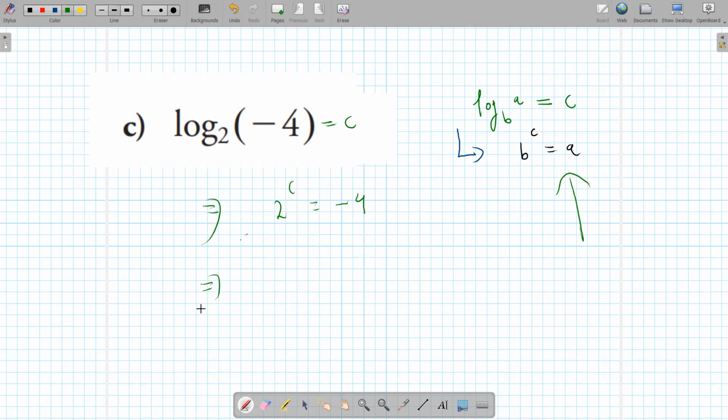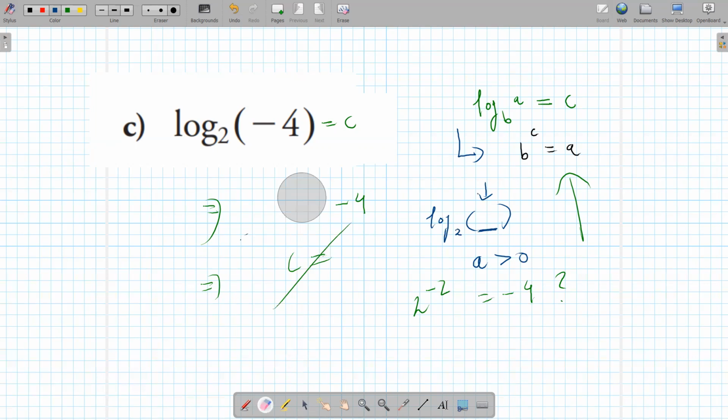Can you write -4 in terms of 2? What about 2 to the power -2? Is that -4? That gives you a positive. Yeah, it gives you a positive number, right? Is there any way we can write -4 in terms of powers of 2? No, we can't, right? So this one, c doesn't have an answer. There is no answer to this question. In fact, here's the rule. If you have log, doesn't matter what the base is, this number in here, the a value, must be greater than 0.